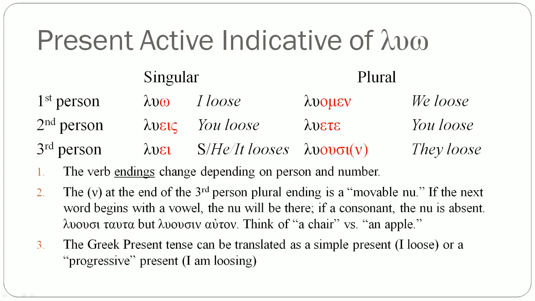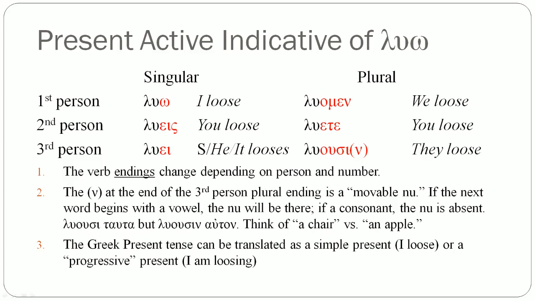Third person singular, epsilon, iota. All right, so the verb endings will change depending on the person and the number of the subject. Now, when you were looking at the first slide with these forms on it, I'm sure you had a question about the parentheses and the nu, that third person plural ending. What on earth is going on there? Luusi and then this nu in parentheses.